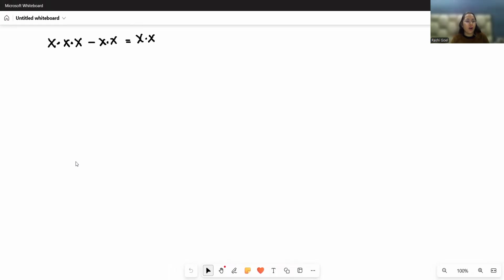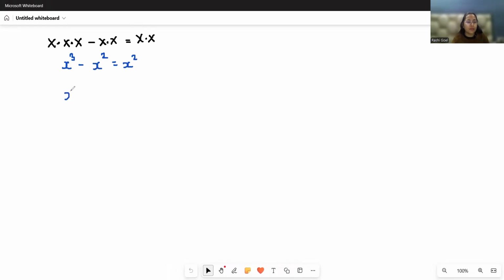So we are going to solve x·x·x − x·x = x·x. So here's a beautiful factorization problem. Here dot means multiplication. So we can write x·x·x as x cubed, minus x·x as x squared, equal x·x as x squared.